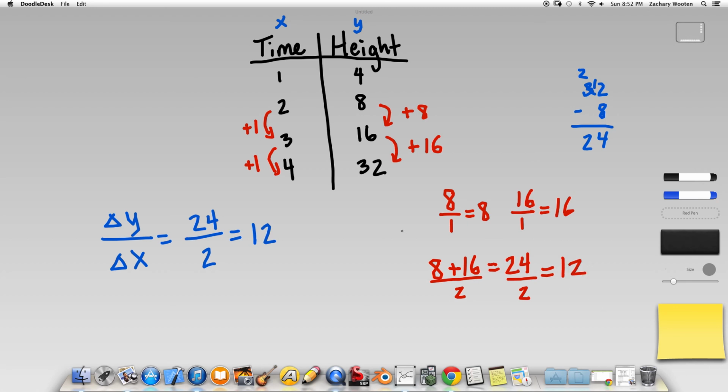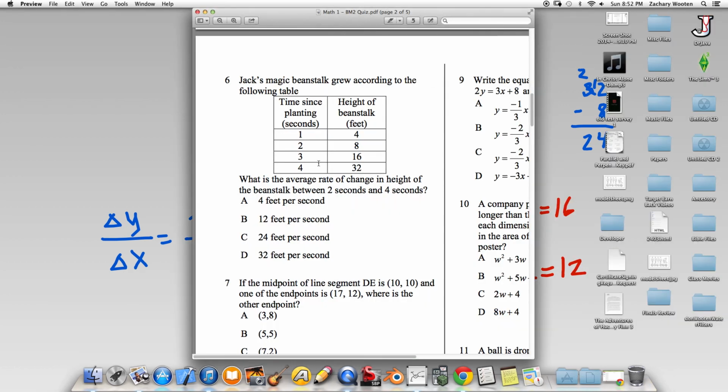Either way you want to think about it, either by looking at the whole thing all at once, or splitting it up and just figuring out the individual rates of change each second, and then adding those up and dividing by how many there were. Either way, you're going to get 12 here. So whichever way makes more sense, go with that. All right. So that's question number 6, I believe. Yeah, question 6. Correct answer was B. So make sure you understand that.